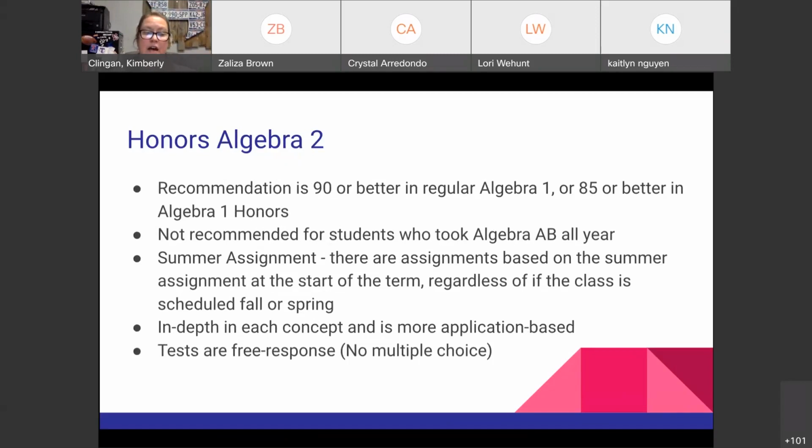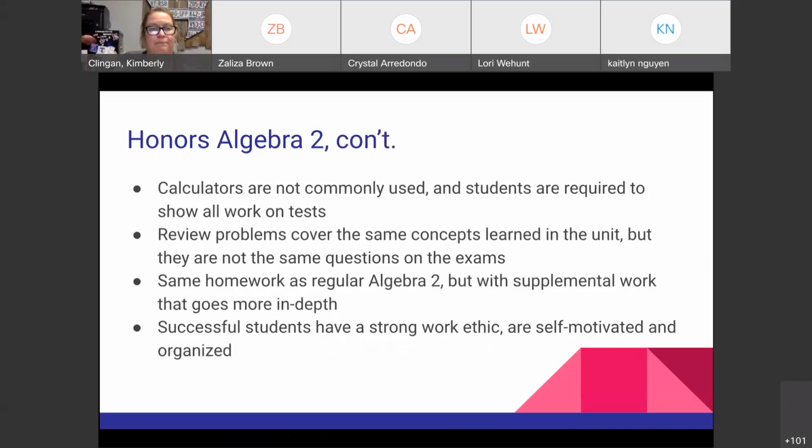hhs.lisd.net. One of the hardest things for students making this transition is that tests are free response. They are not multiple choice. So students have to be ready to go in and show all of their work and know that it's not going to be a multiple guess opportunity. Students generally don't use calculators. There are times that the TI-85s are used, but in general, they want students to show all of their work and be able to show the thought process in answering questions.